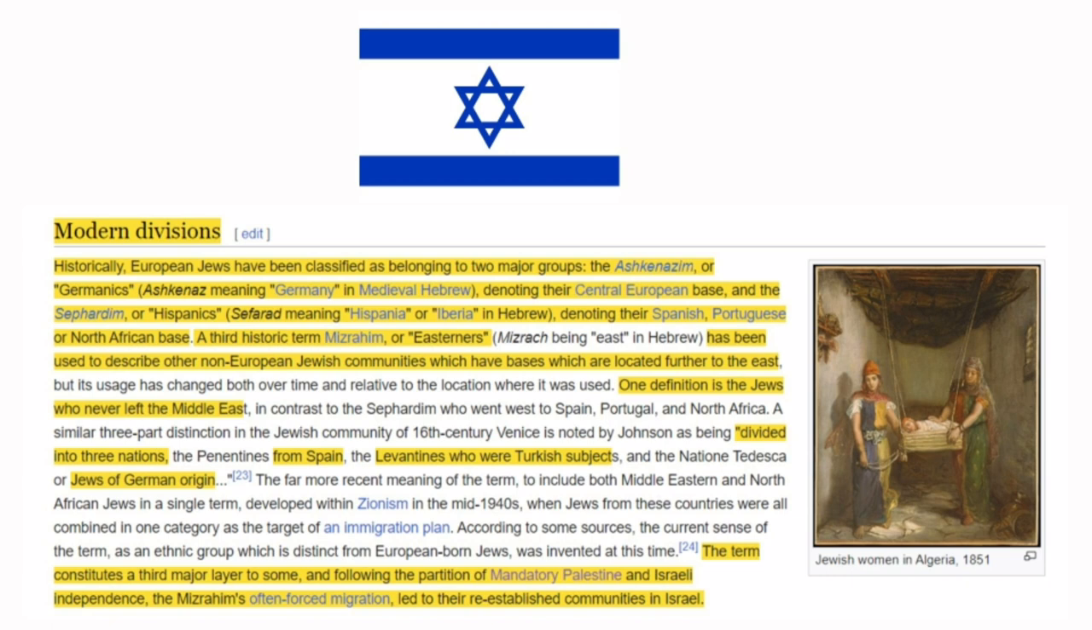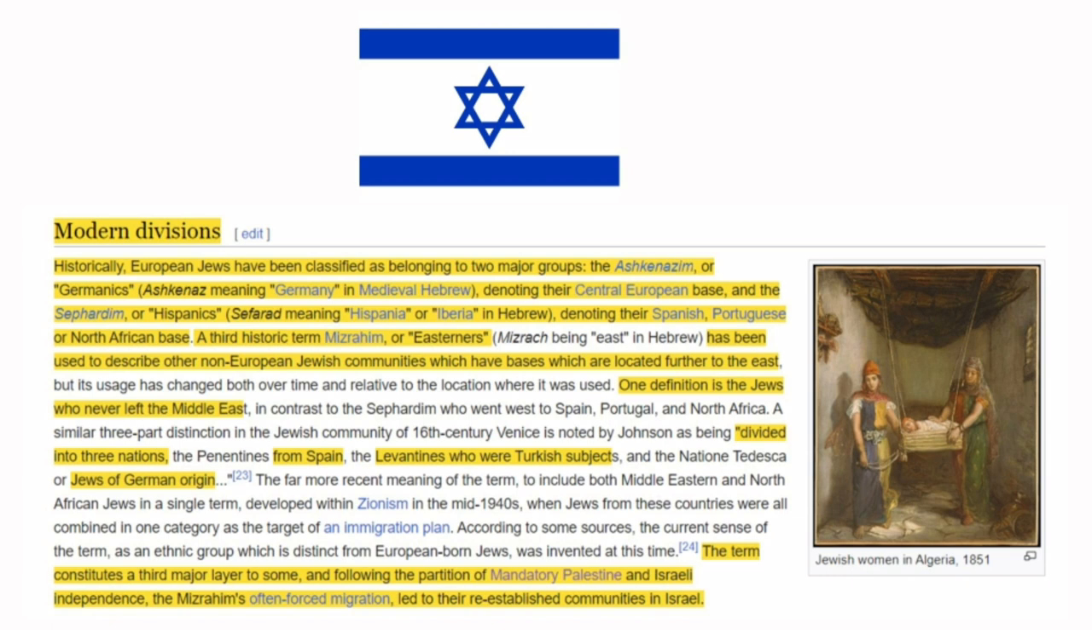A third historical term, Mizrahim, or Easterners, Mizrak, being East in Hebrew, has been used to describe other non-European Jewish communities which have bases located further to the East. But its usage has changed both over time and relative to the location where it was used. One definition is the Jews who never left the Middle East, in contrast to the Sephardim who went west to Spain, Portugal, and North Africa.